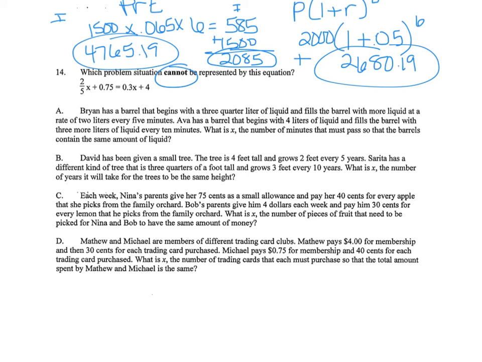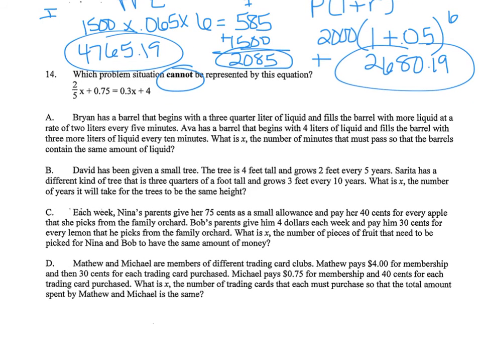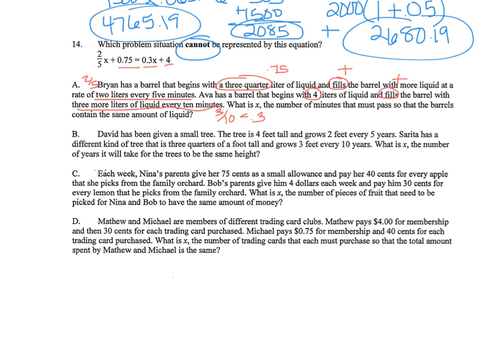And the last one, which problem situation cannot be represented by this equation? So we want one that does not work. So on A, Brian has a barrel that begins with 3/4 liquid, which 3/4 would be the same as 0.75, and fills the barrel with more liquid at a rate of 2 every 5 minutes. So that would look like this, which, so far that works. Ava has a barrel that begins with 4, and fills the barrel with 3 more liters of liquid every 10 minutes. So that would look like this, and if we divide that, we get this, which is perfect. So that actually works, which means that can't be our answer because that worked.